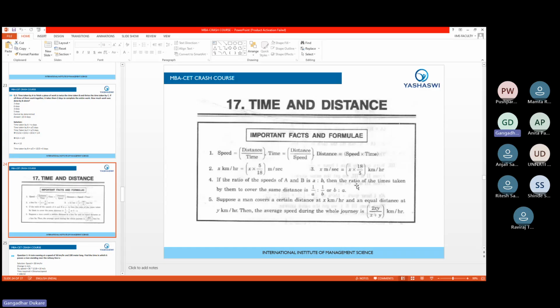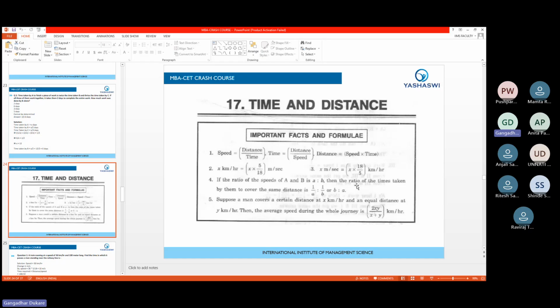Speed we can calculate using the formula: speed equals distance upon time. Keep this basic formula in mind, and whatever value is missing, you can find with cross multiplication. Speed equals distance upon time.